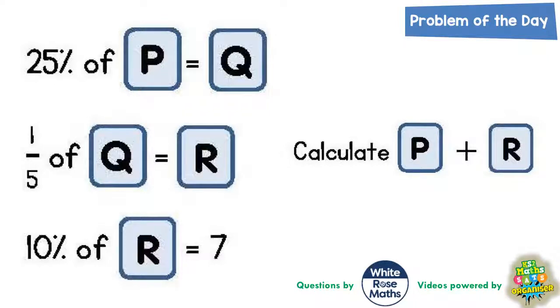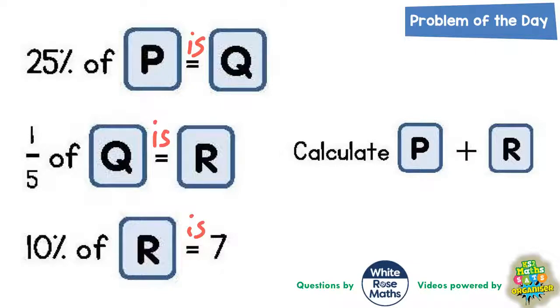And this one is all about your P's, your Q's, and your R's. And we've got to find the mystery value of each. It says 25% of P is Q, a fifth of Q is R, 10% of R is 7. Now you'll notice I use the word "is", and that's because with questions like this you can replace the equal sign with an "is". So we're actually going to do that first.